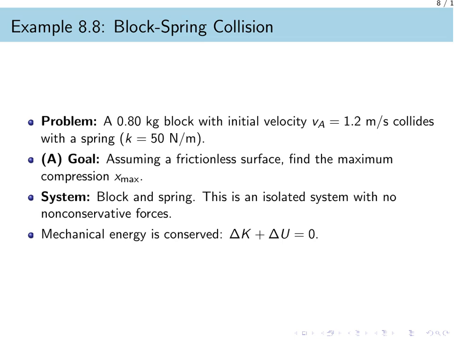Part A of this problem makes a key assumption. The surface is frictionless. Our goal is to find the maximum compression of the spring, which we call x max. For this part, our system is just the block and the spring, because there are no non-conservative forces like friction acting. This is an isolated system, and we can say that mechanical energy is conserved. This means the change in kinetic energy plus the change in potential energy must equal 0.